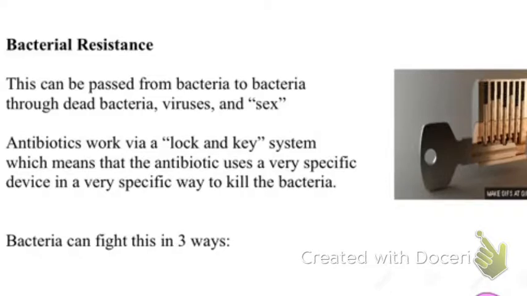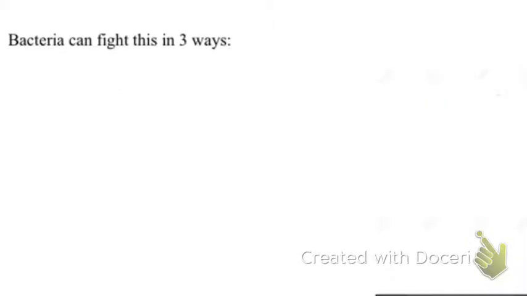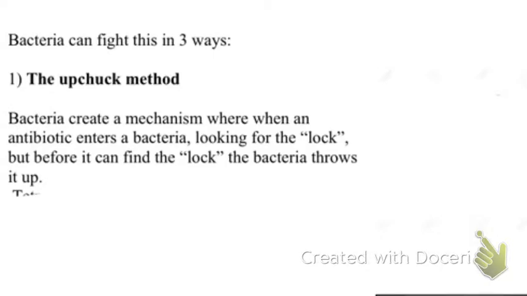And bacteria can fight antibiotics and this lock and key system in 3 ways. The first way is called the upchuck method. At least that's what Dr. Klose calls it. Bacteria create a mechanism where when an antibiotic enters the bacteria looking for the lock, before it can find the lock, the bacteria throws it up.